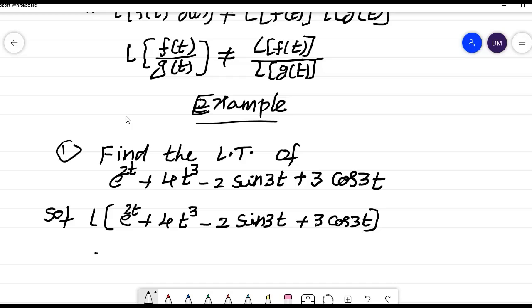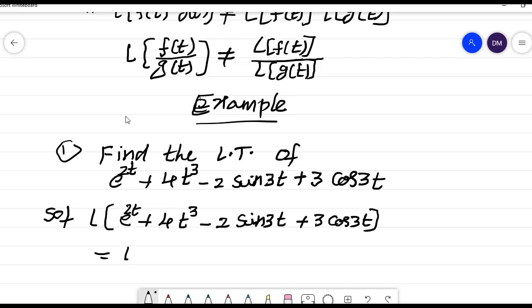Right, here see, if you observe all the functions, some of the functions are in the form of addition and some of the functions are in the form of subtraction. So if the functions are in the form of addition or subtraction, we can apply the Laplace transform to the individual functions.